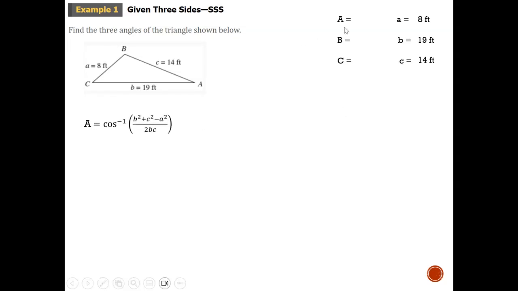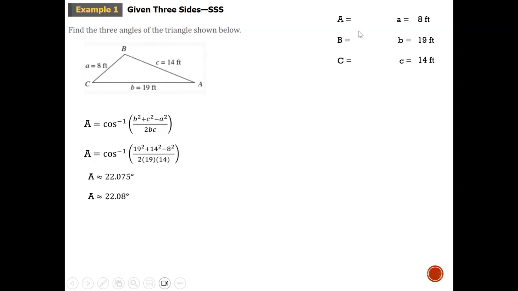So first, let's solve for angle A. Again, this is the formula that I got from the previous slide. Angle A is equal to the inverse cosine of B squared plus C squared minus A squared over 2BC. So let's plug in the values. My B is 19, so it'll be 19 squared, plus C is 14, plus 14 squared, and my A is 8, so minus 8 squared, over 2 times B is 19 and C is 14. You can just plug it into the calculator how it is. It's going to give you approximately 22.075. Round it off to two places, it's going to be 22.08 degrees.